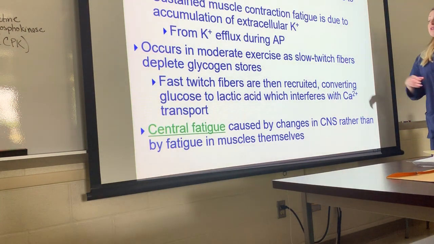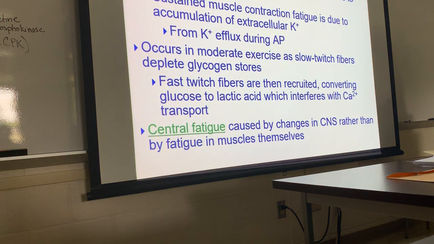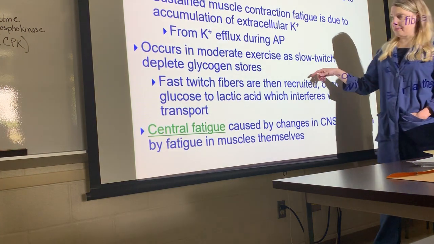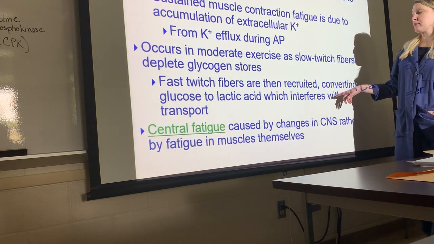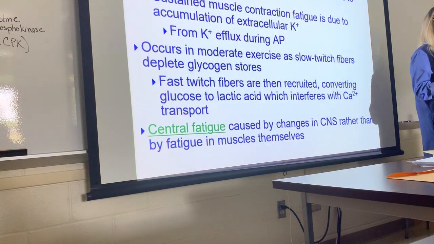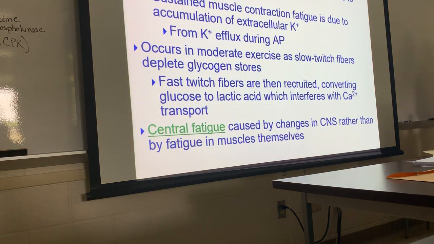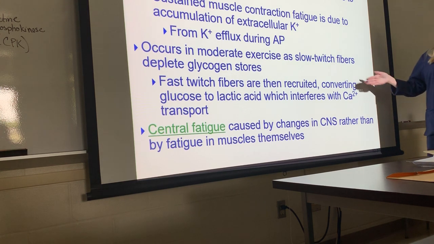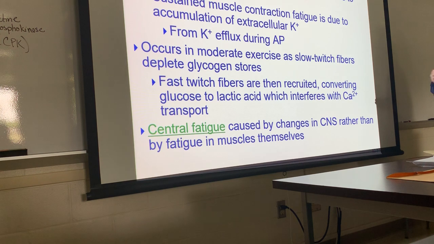It occurs in moderate exercise as slow twitch fibers deplete glycogen stores. And then we start to recruit fast twitch fibers. And again, if we don't have a lot of type 2A fibers, we have a lot of type 2X, our fatigability is going to be quicker because we're going to be making our energy glycolytically, which isn't that efficient. But if you have more type 2A fibers, then you're going to be able to generate your energy using aerobic methods.